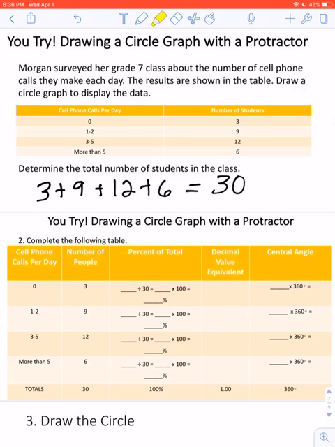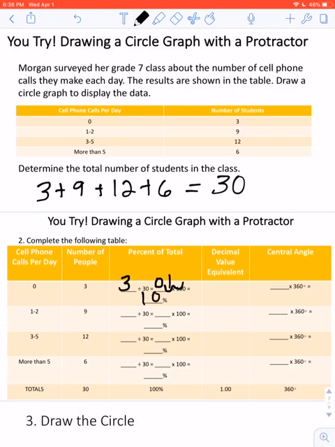All right, my first step is to find the percent of total for each one. So 3 people call 0 times per day. Now there's 30 students in the class total, so I am going to divide to find that answer. I'm going to use my calculator. 3 divided by 30 is 0.1. Then I'm going to multiply it by 100%, by 100, to get the percent, or just use the Dr. Pepper method and move the decimal 2 spaces to the right. So that's going to be 10%.